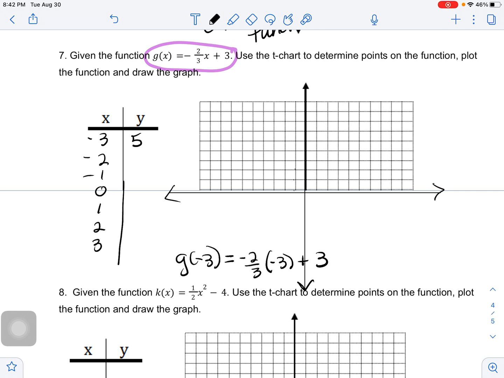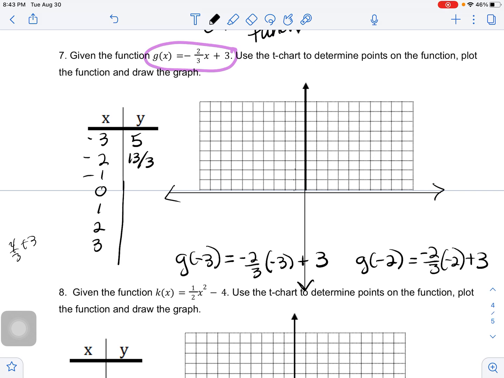And then the next thing I'm going to do is G of -2. And so that's going to be -2/3 times -2 plus 3, and so on. So that's going to be 4/3 plus 3, 4/3 plus 3 is 13/3. And again, having a calculator is helpful.